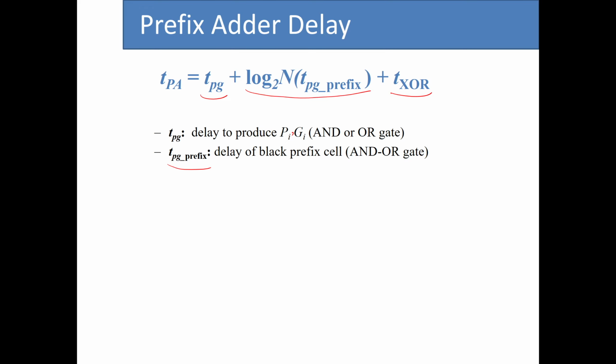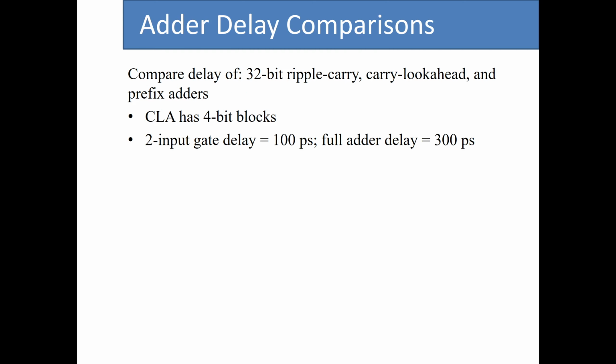So if you are adding numbers that are very large, the prefix adder is definitely more preferred. So let's just put some numbers into these equations and see how they compare. Here in this example, I want to compare the delay of 32-bit ripple carry, carry look ahead, and prefix adders. For the carry look ahead adder, I use 4-bit blocks.